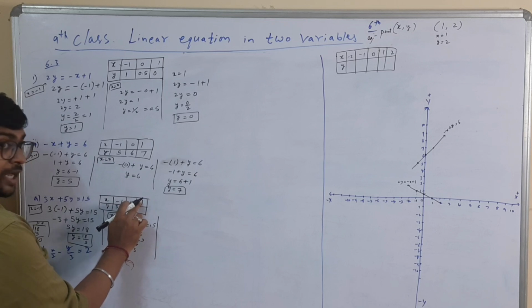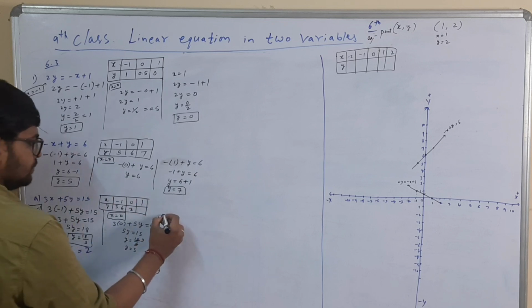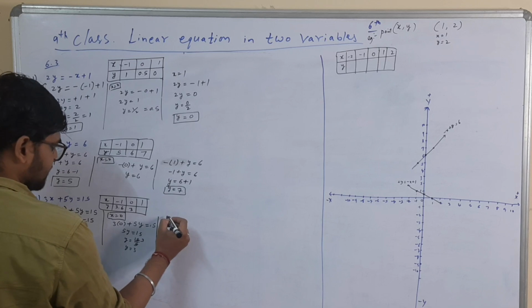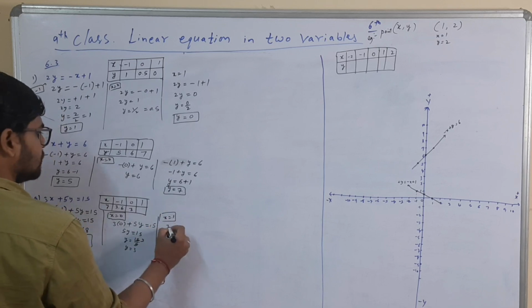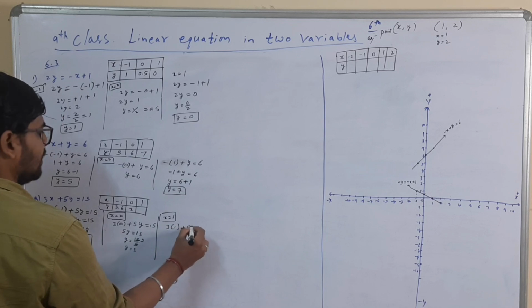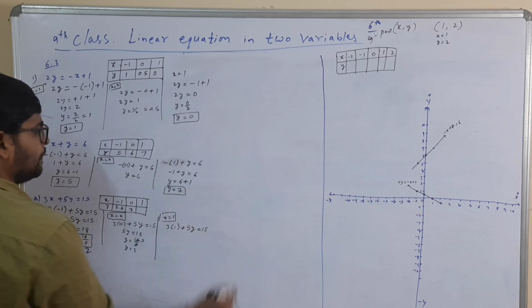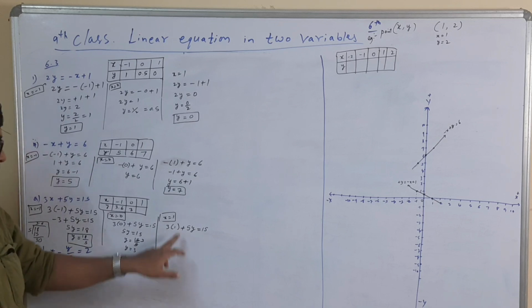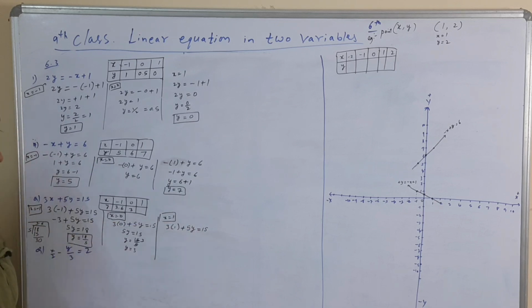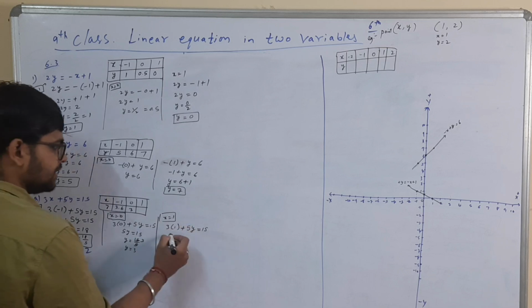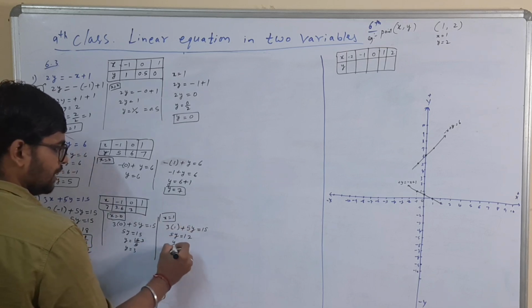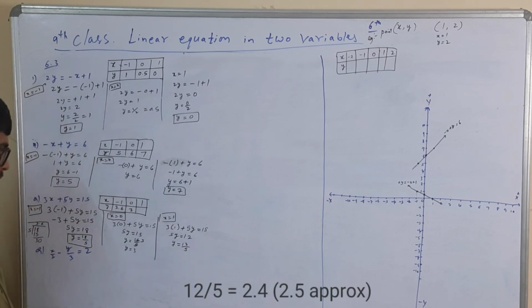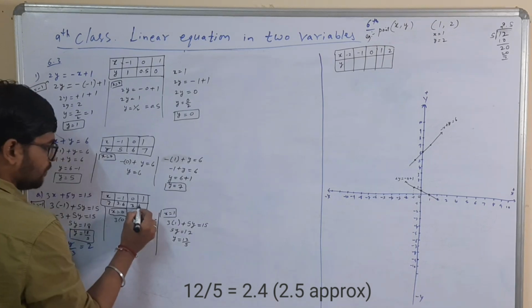Now I have to substitute x equal to 1. Let's see what we'll get. So 3 into 1 plus 5y is equal to 15. This 3 goes to the other side: 15 minus 3 is 12. So y is equal to 12 by 5. What is 12 by 5? We have to check. 12 by 5, I am getting 2.5.